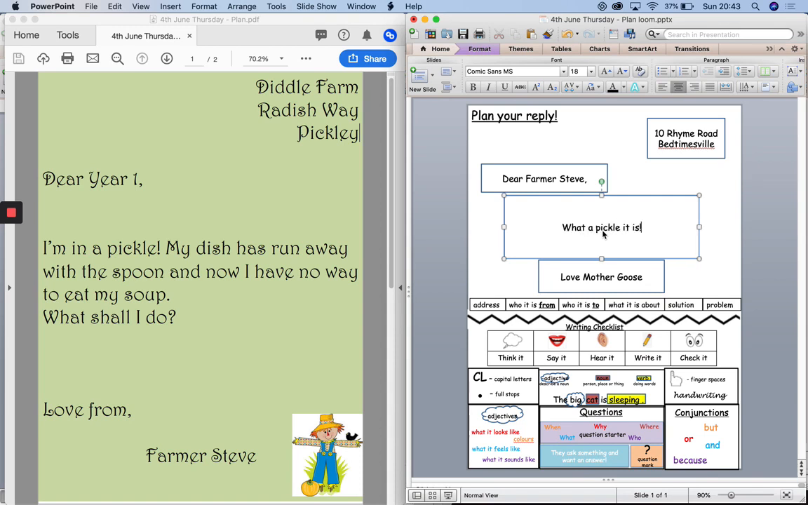And I can give it an exclamation mark just to match Farmer Steve over there. So what would my advice be? How else could you eat soup? You couldn't use a knife and fork. That would be silly. I tell you what, sometimes when I have my lunch at school, I have my soup in a mug rather than a bowl, and I drink it out of the mug. So maybe I could suggest that to Farmer Steve.